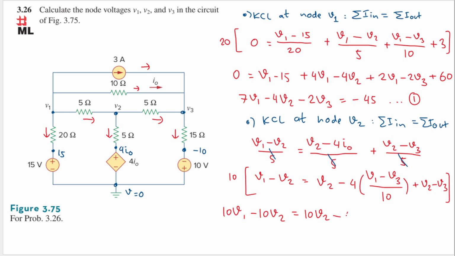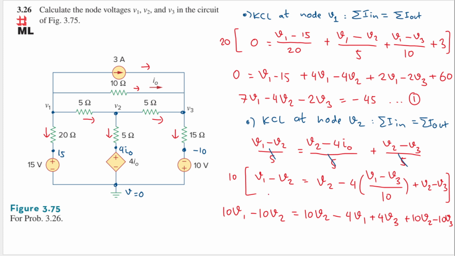So I will have minus 4 V1. And then minus 4 multiplied by minus 3, minus V3, that will be plus V3, 4 V3 I mean. And then I will have plus 10 V2 minus 10 V3. Okay, I think that's all good.